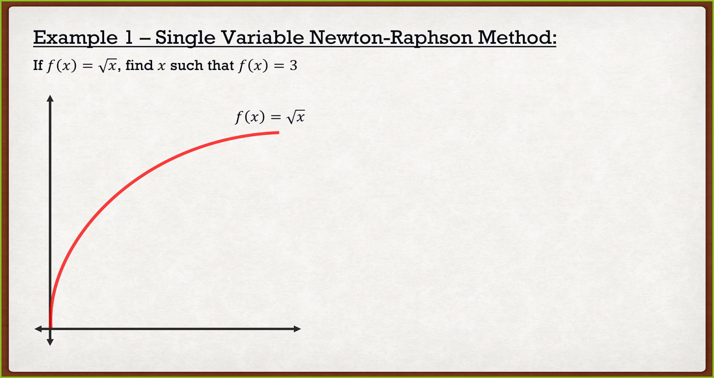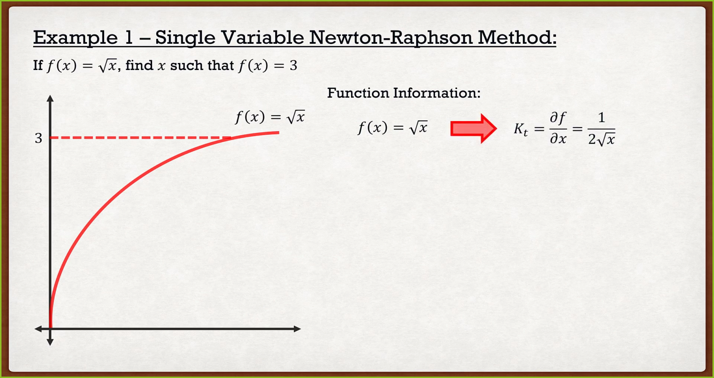We know our desired value of stress is going to be 3, right? That's what we're looking for, and this is typically our applied loads. We know what our applied loads are going to be. So the question is, how do we get to those applied loads? Looking at our function information, f of x is simply the square root of x, and kt, the derivative of f with respect to x, is 1 divided by 2 multiplied by the square root of x.